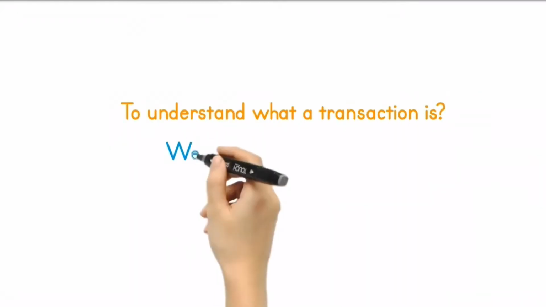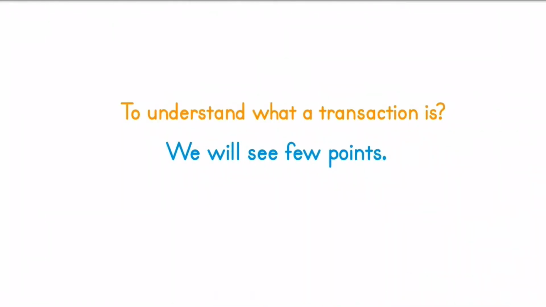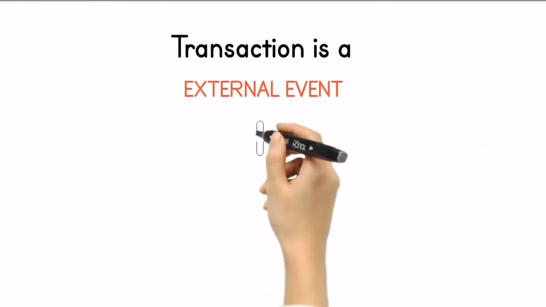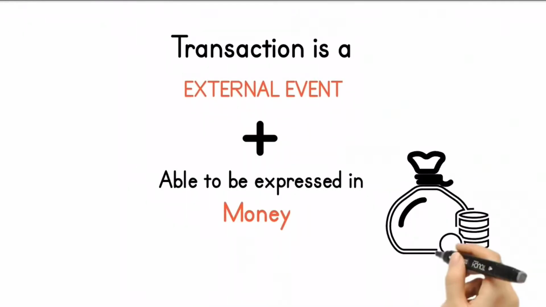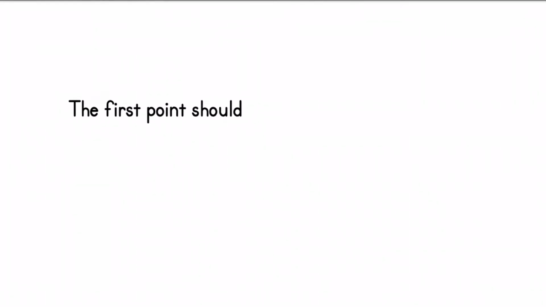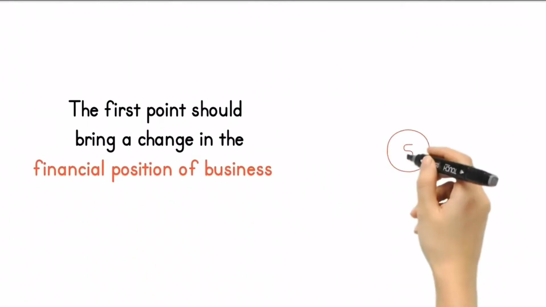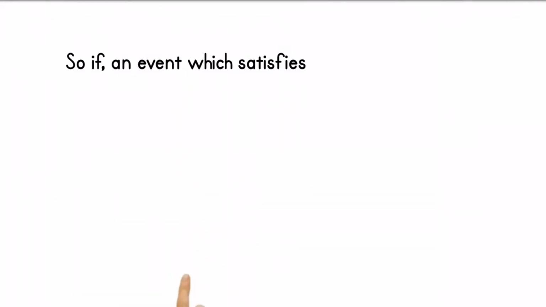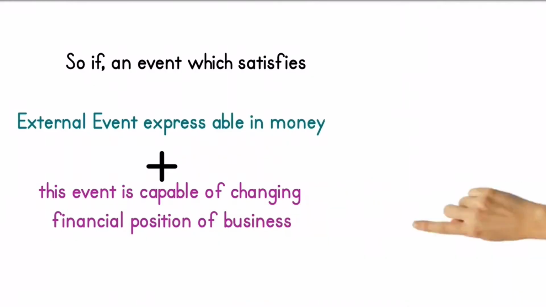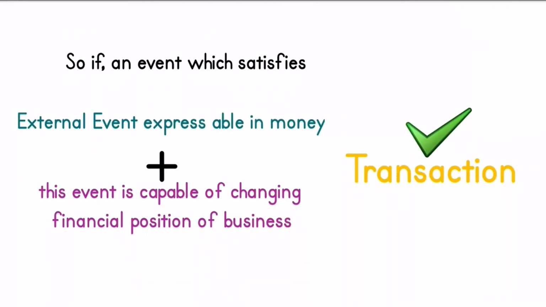To understand this, we will see a few points that will guide us to understand whether an event or activity is a transaction or not. Firstly, point number 1, a transaction is an external event. External means between the business and some other person. Also, not only should it be an external event, but it should also be able to be expressed in terms of money. Second point, this external event should bring change in the financial position of the business. If any event or activity satisfies these 2 points, then we can say that it is a transaction.